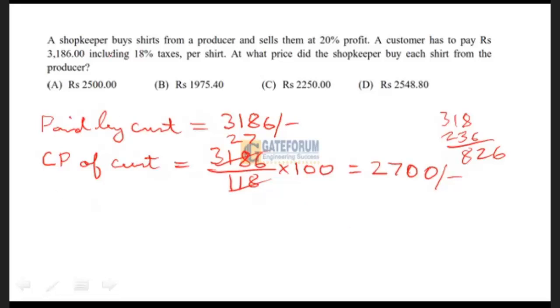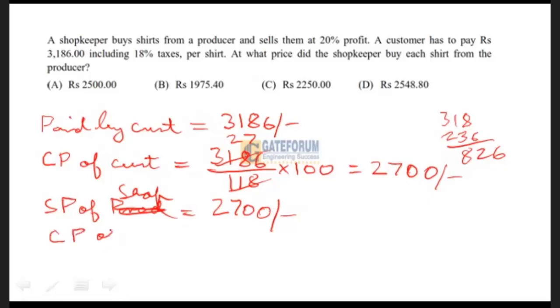Since the producer sold it to the customer, the selling price of producer is also rupees 2700. But then the producer sold it at 20% profit. Okay, sorry, this is not producer, this is shopkeeper. Selling price of shopkeeper is this. But shopkeeper purchased from the producer and sold it at 20% profit.